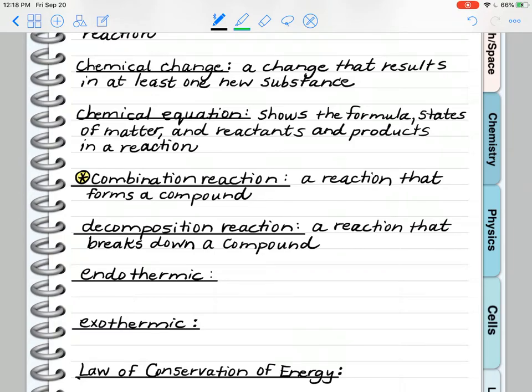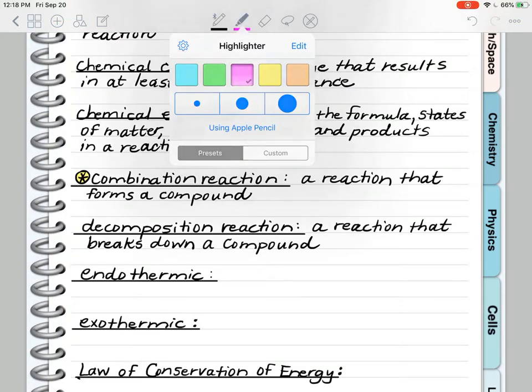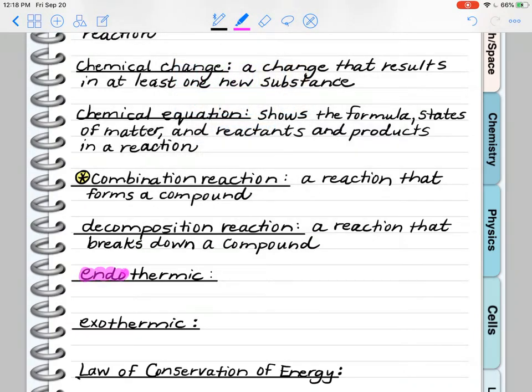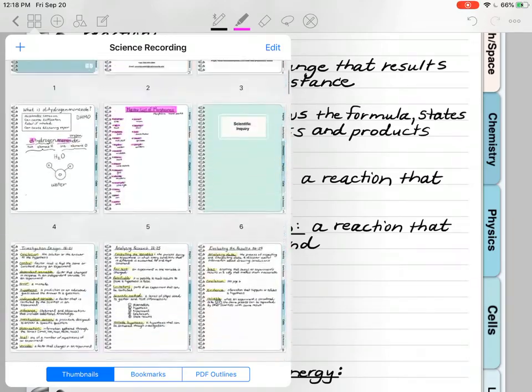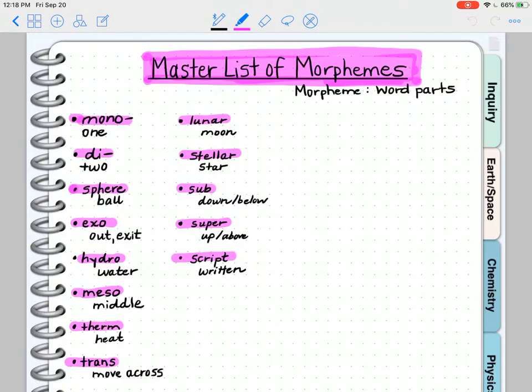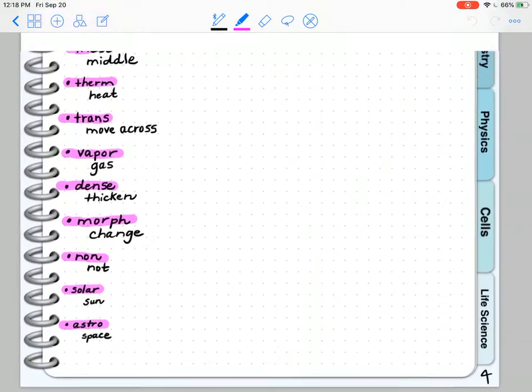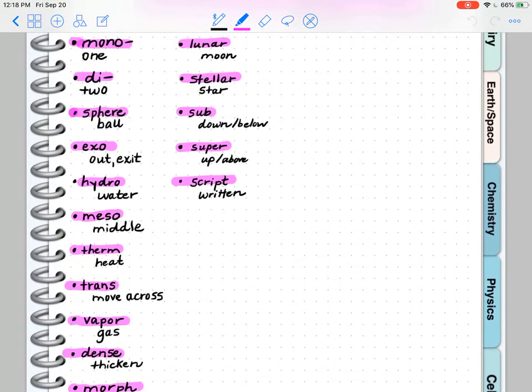Okay, endothermic and exothermic. These are important. Endo is one of our morphemes, and so is exo. Therm is also. So let's go back. If we know our morphemes, we can read this. So let's go back to the morphemes page and take a look. Let's go back to page 4. Okay, here's therm. That's heat.